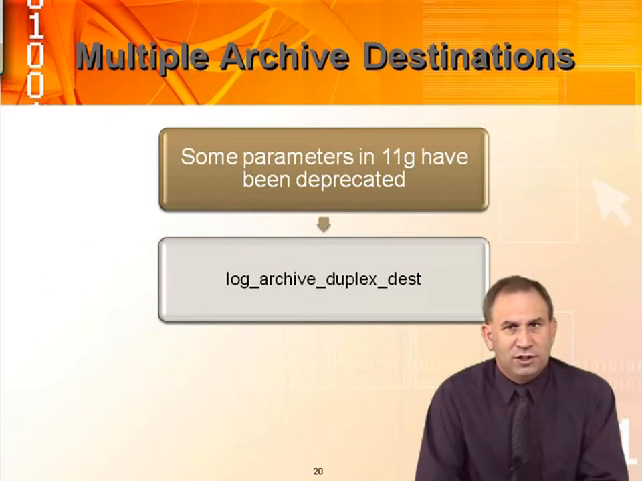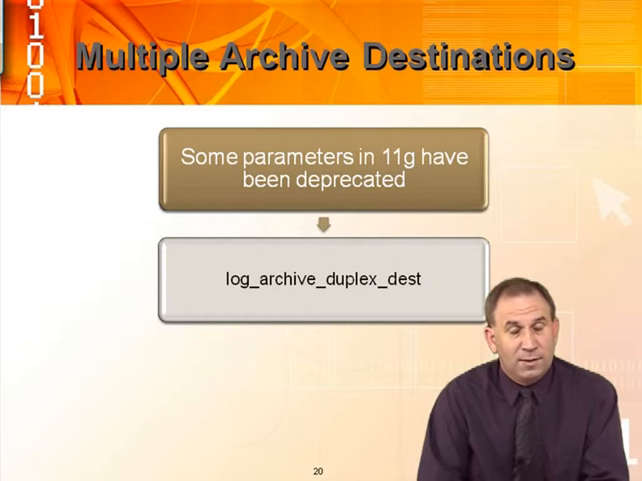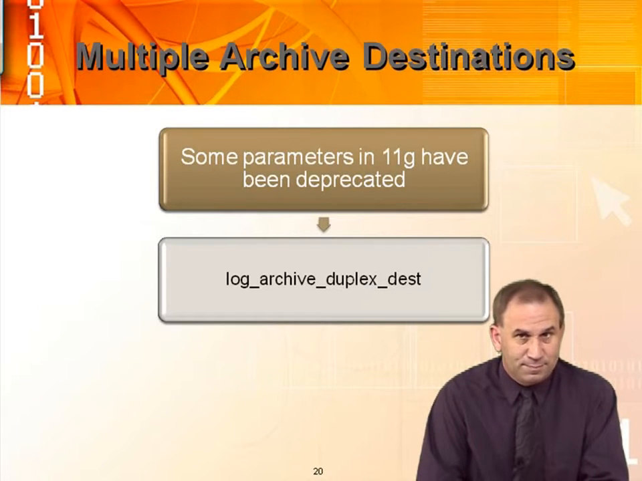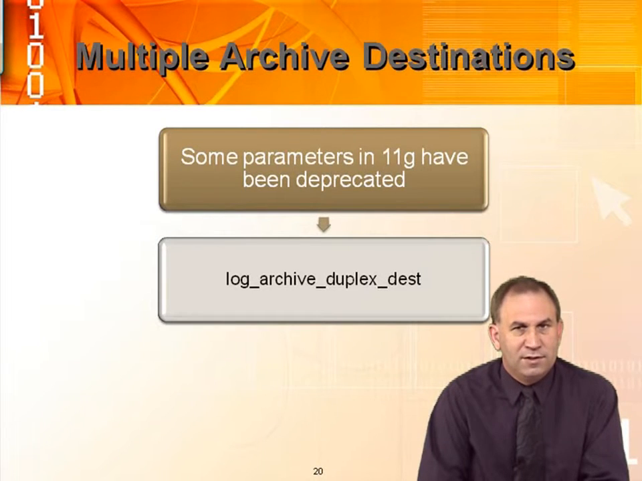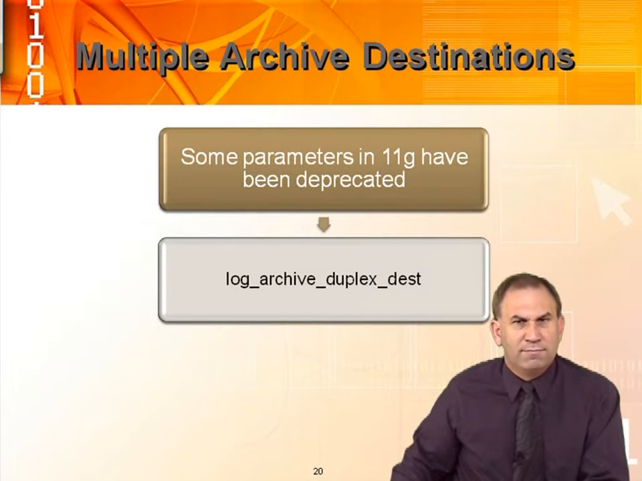In Oracle 11g, there have been certain parameters that have been deprecated, or basically no longer used. One of those parameters is log_archive_duplex_dest. This parameter has been around since versions 7 and 8 of the database, and now in version 11 of the database, it is no longer needed or required.